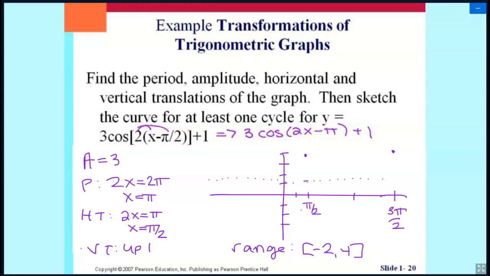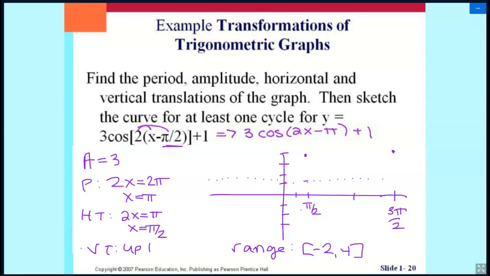So if inside the quadratic it was x minus 2, that doesn't take it to the left 2, that takes it to the right 2. So if inside here it's x minus pi halves, it doesn't take it to the left pi halves, it takes it to the right pi halves. This is actually your transformation right there. Just like the quadratic.